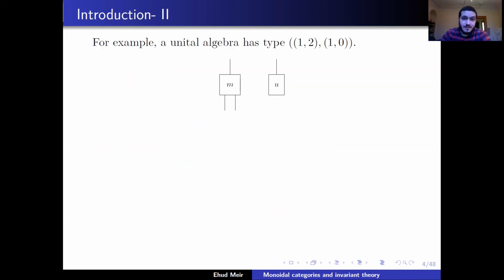Okay, so for example, a unital algebra has type (1,2), (1,0) because we have one box which is this M going from 2 to 1. So this is the (1,2). And we have U which goes from no legs to 1. So this is the (1,0).